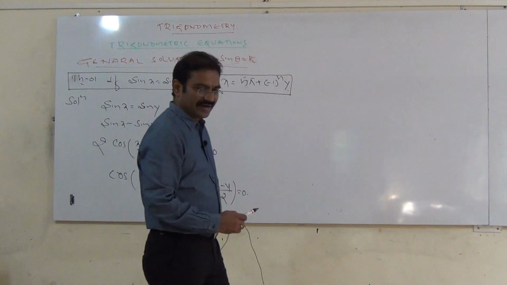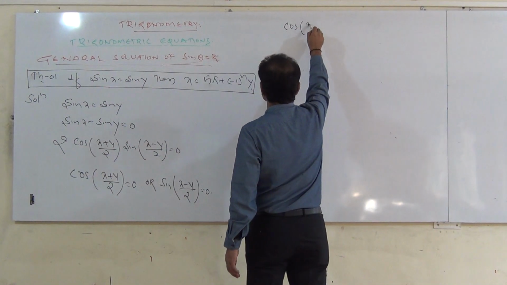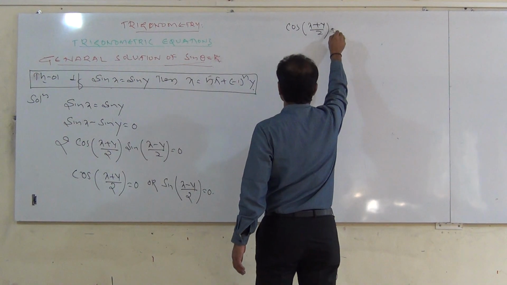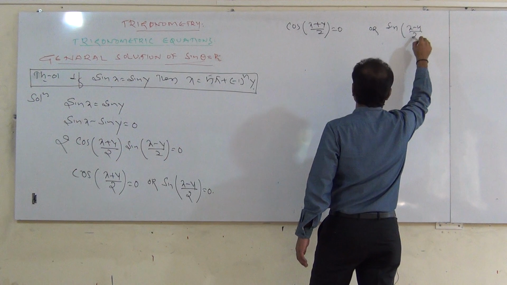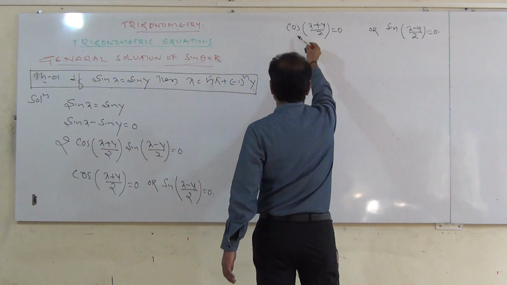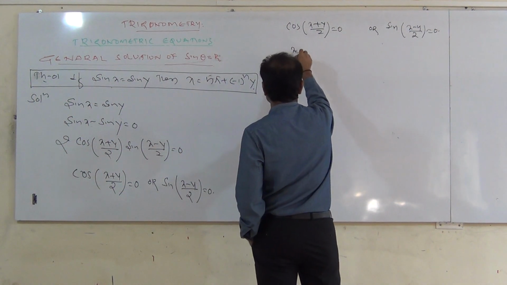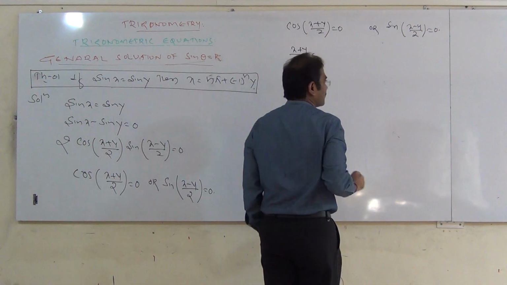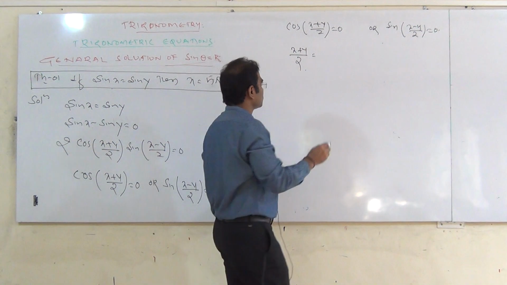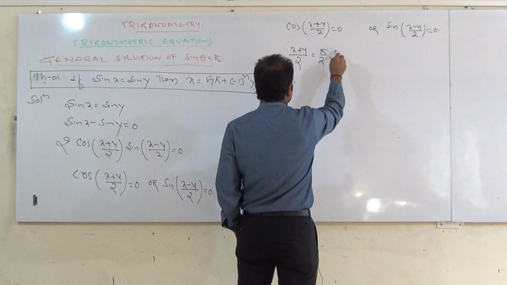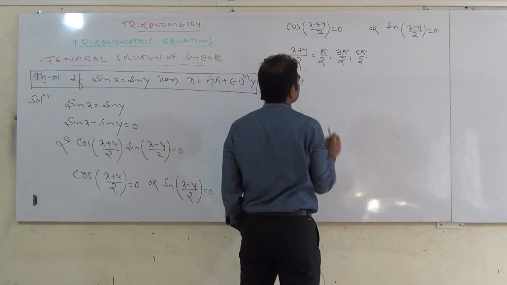So, I continue the same thing here. cos of (x plus y) by 2 is equal to 0, or sin of (x minus y) by 2 is equal to 0. When will the cos be 0? So it means that (x plus y) by 2 may be 90 degrees. Cos 90 is how much? 0. And 270, that is 0. 5 pi by 2, that is 0.